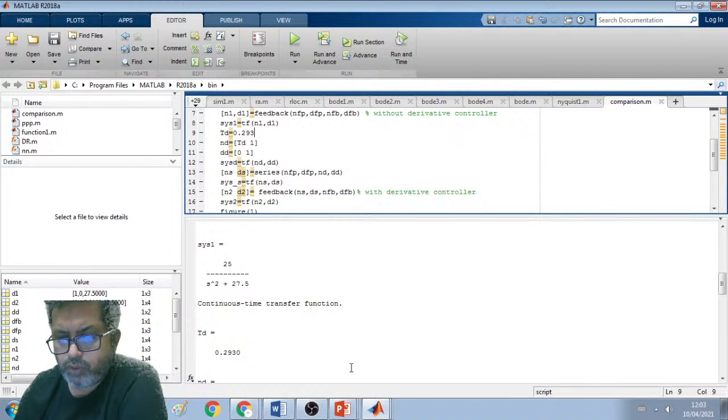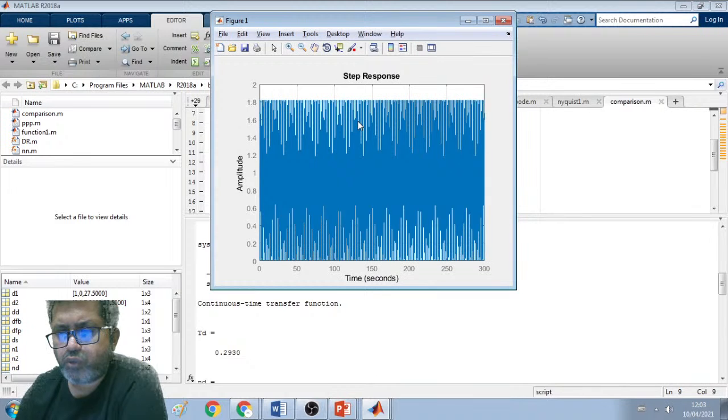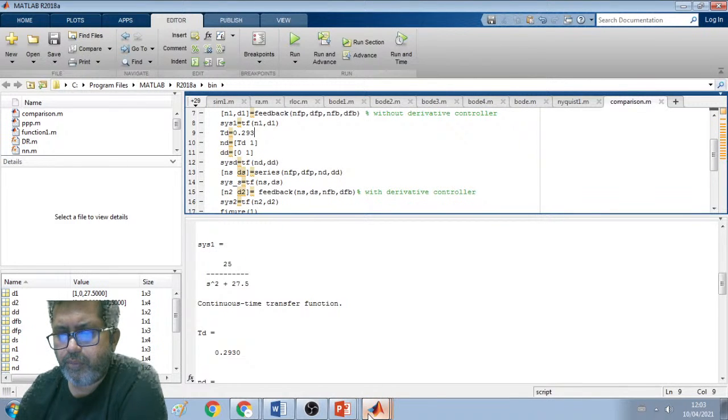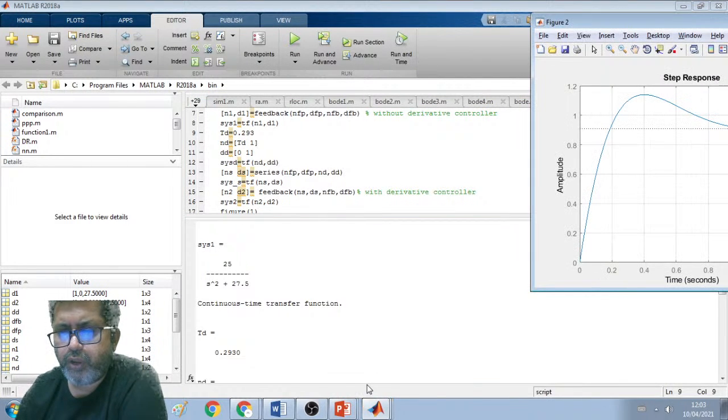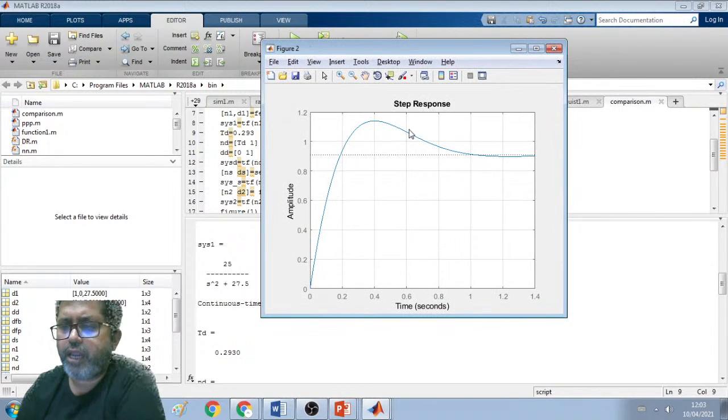So in the plots obtained, you can see that s square plus 27.5 quite clearly has no S term, therefore it is quite an oscillatory response. But when you introduce a derivative controller, the response is less oscillatory. It will settle down very quickly.